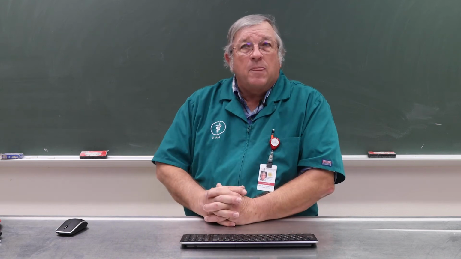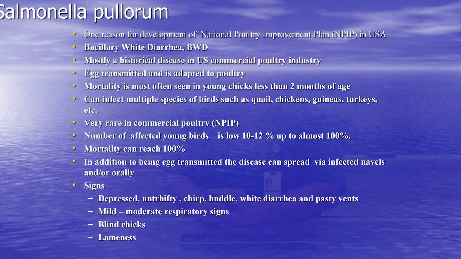One of the diseases that was a problem in the United States in the early days of the poultry industry, in fact, it was one of the reasons for the development of the National Poultry Improvement Plan, was Salmonella pullorum, commonly called pullorum disease, or bacillary white diarrhea, or BWD. We still see this disease in some of the small hobby flocks periodically, and it is seen in other countries. In the U.S. commercial industry, it's pretty much a historical disease, but it is an example of an egg-transmitted disease.